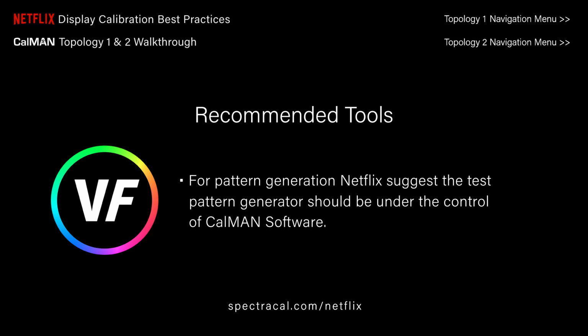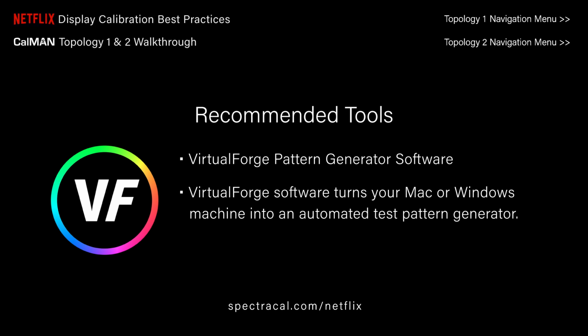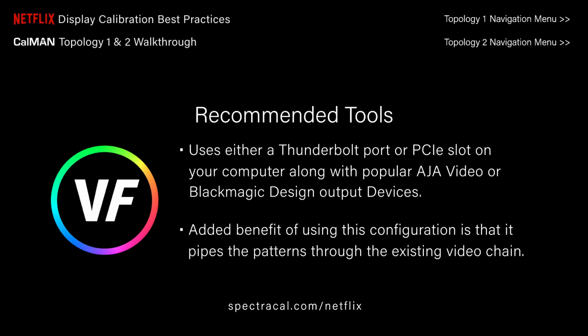For pattern generation, Netflix suggests the test pattern generator should be under the control of Calman, such as the Virtual Forge Pattern Generator software. The Virtual Forge Pattern Generator software turns your Mac or Windows machine into an automated test pattern generator. It's an innovative and convenient alternative to hardware-based pattern generators. It uses either a Thunderbolt port or PCIe slot on your computer, along with popular AJA video or Blackmagic Design output devices. This is what provides the needed reference test patterns to the monitor. An added benefit of using this configuration is that it pipes all the patterns through the existing video chain.